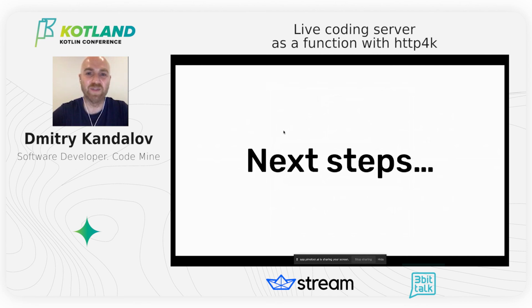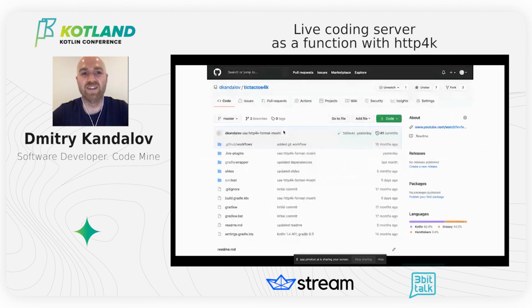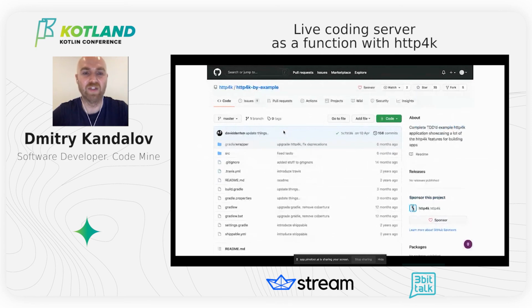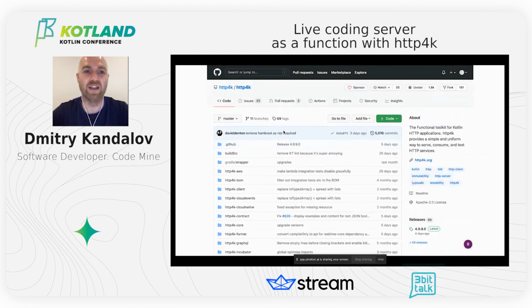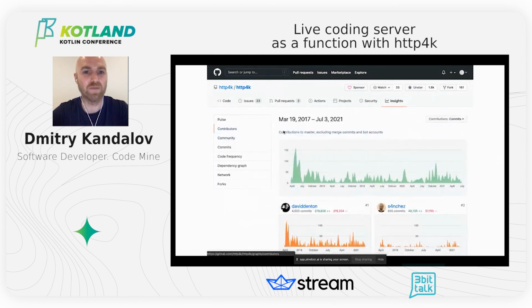And in terms of the next things you can try, you can find everything I showed, all the slides, all the code. It's all on GitHub. You can take a look once again at this. There is also a project called http4k by example under the http4k repository on GitHub. So that's from the authors of http4k. They have an exemplar project. You can take a look at this. And obviously http4k itself is open source under the Apache license. You can find it on GitHub easily.